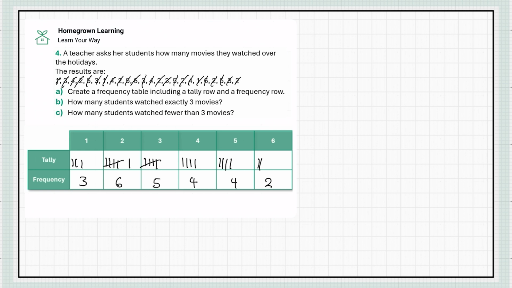Alright, now let's answer B. How many students watched exactly 3 movies? Well, that's this one here. That's 5 students. How many students watched fewer than 3 movies? Well, that's these two here, so that's 9 students.